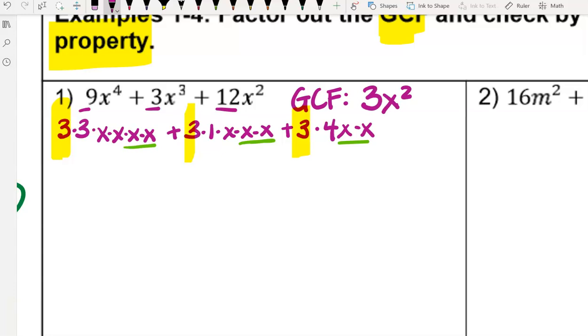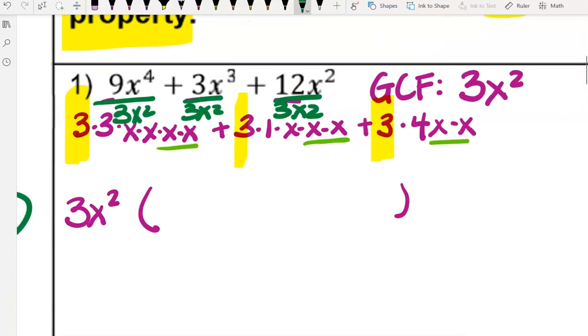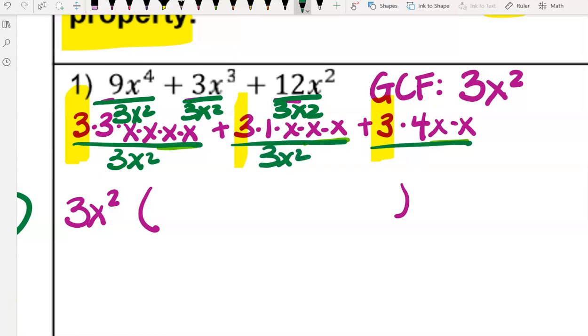When we say we take that out, meaning that we are going to go in and divide each and every term by it. So divide this by 3x squared, divide this by 3x squared, divide this by 3x squared. That's what factor means. We take it out, then to get the remainder, we divide each and every term by the GCF.